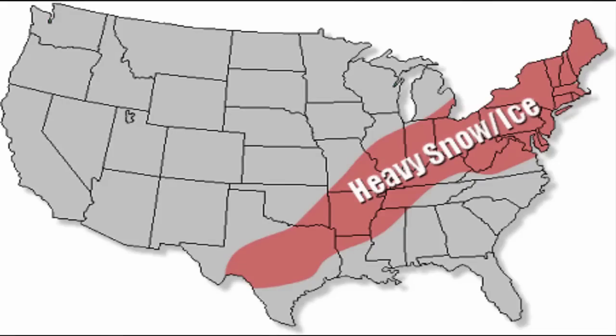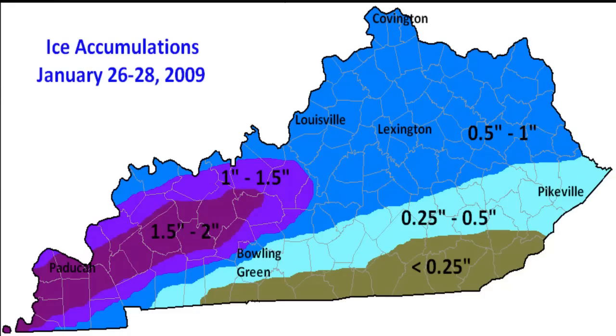One of the most notable storms in recent history actually occurred in January of 2009. This is a situation in which the storm actually spread heavy snow across the southern portion of the upper Midwest, beginning in Missouri and then spreading into Indiana, Illinois, and Kentucky. Then that precipitation changed over to freezing rain.